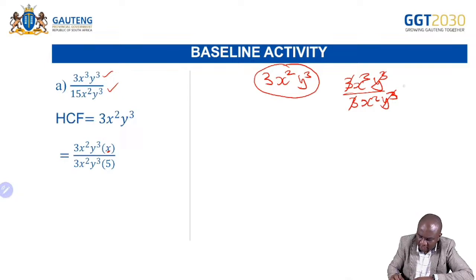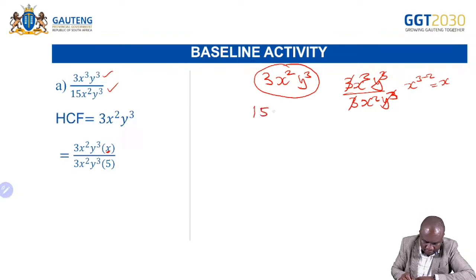You say x to the power 3 minus 2, which is x to the power 1, which is x. So that's why you remain with x here. And then if you divide the denominator, 15x squared y cubed, divided by our highest common factor, this one, divided by 3x squared y cubed.